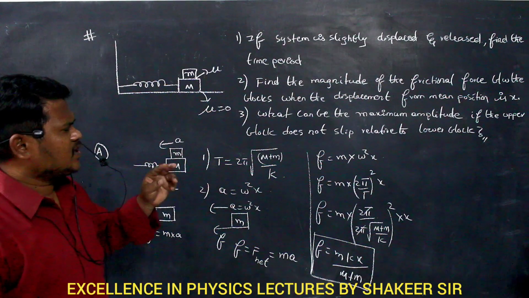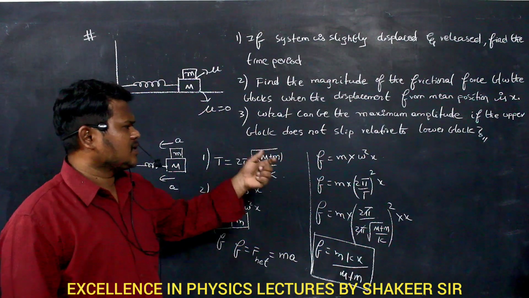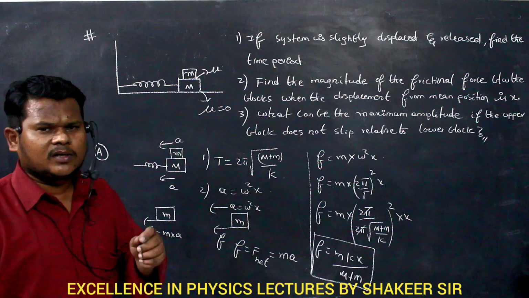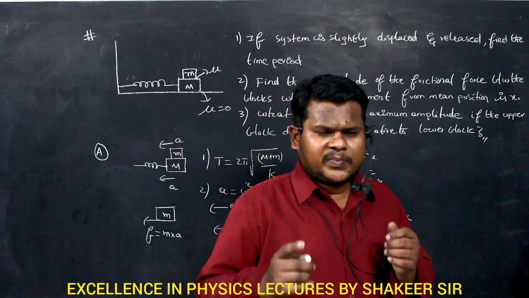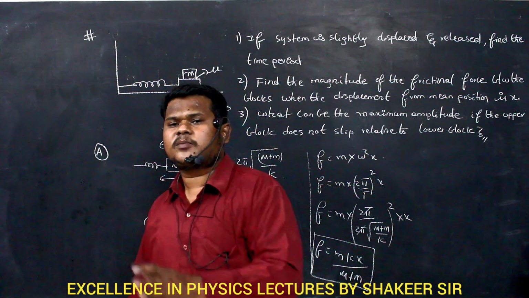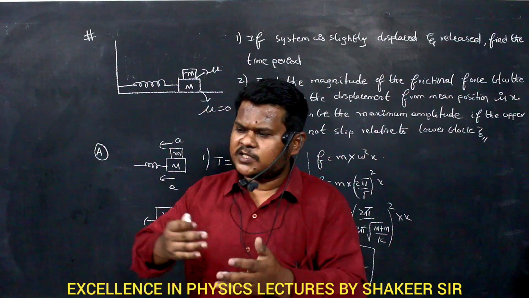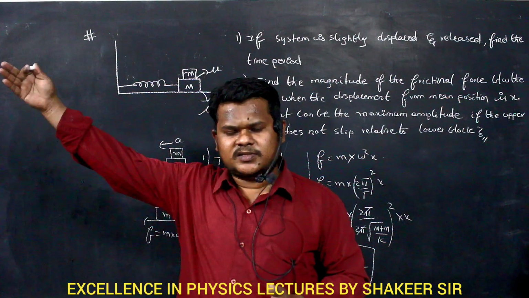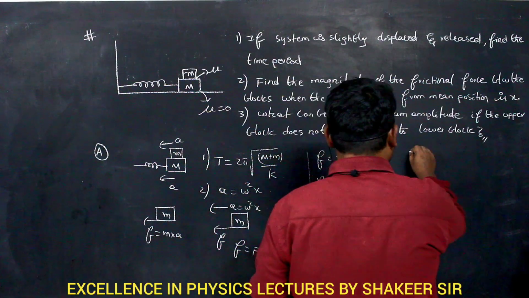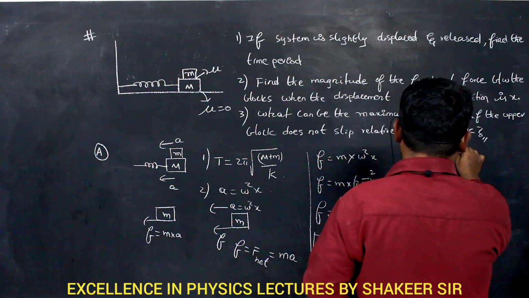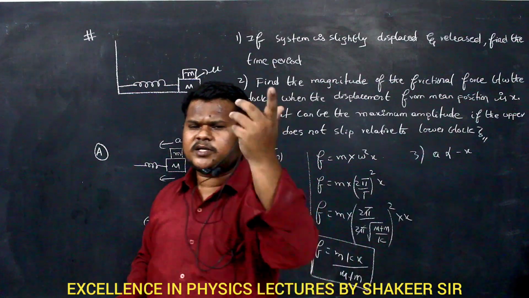Now the question is, what is the maximum amplitude if the upper block does not slip relative to the lower block? Clear? So in which condition will slipping take place? Slipping will take place when friction is not able to support the required acceleration. When the displacement of the body from the mean position increases continuously, acceleration also increases, because we have already studied that acceleration is directly proportional to minus x. As the displacement from the mean position increases, acceleration also increases.